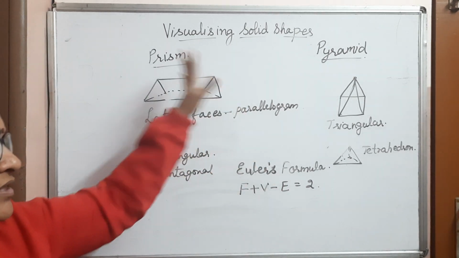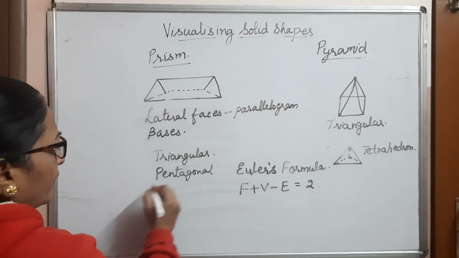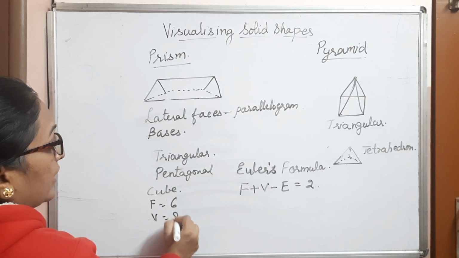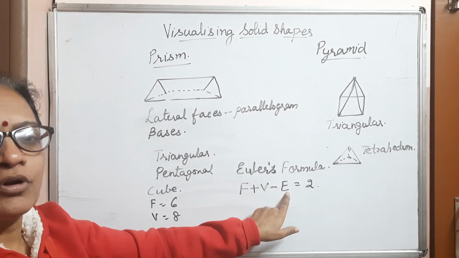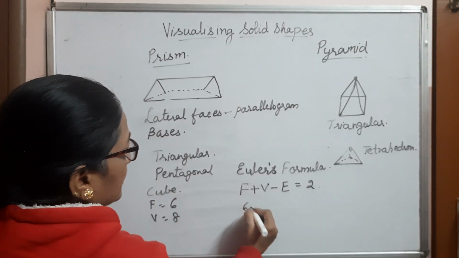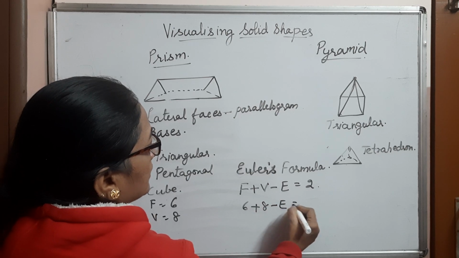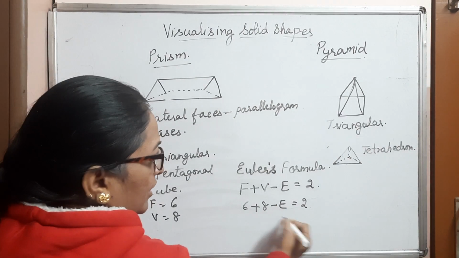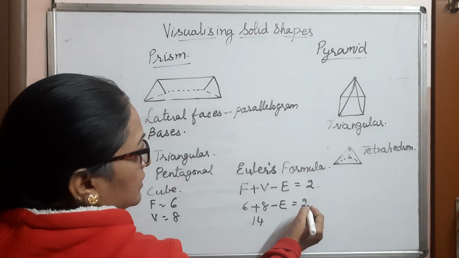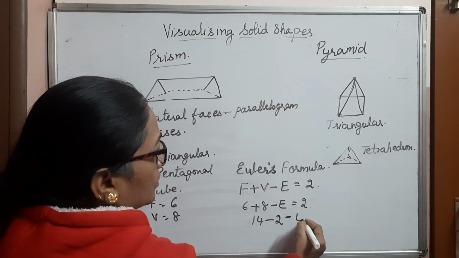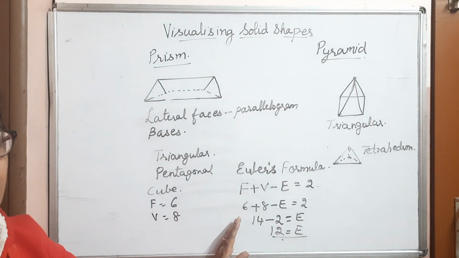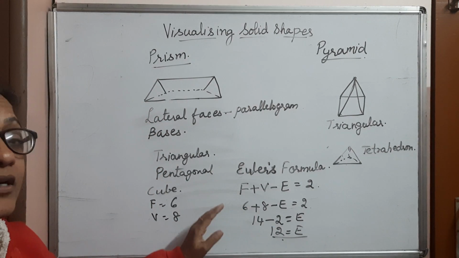Let's take the example of a cube. We know that in a cube, the faces are 6 and the vertices are 8. Now we do not know the number of edges. How do we find it? Let's put these values here. So 6 plus 8 minus E is equal to 2. Now this 2 can be brought here, and E can be taken here. 6 plus 8 is 14, this is plus, this will come here, minus 2 is equal to E. So 12 edges.